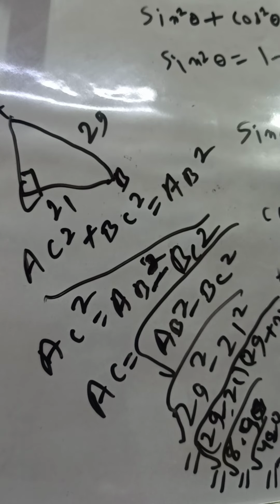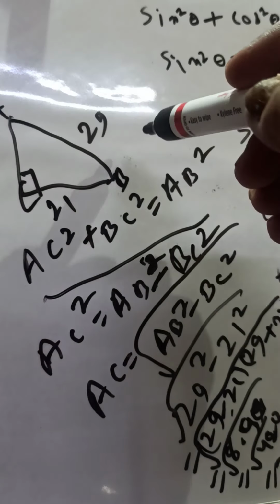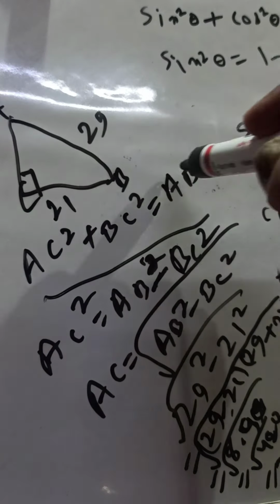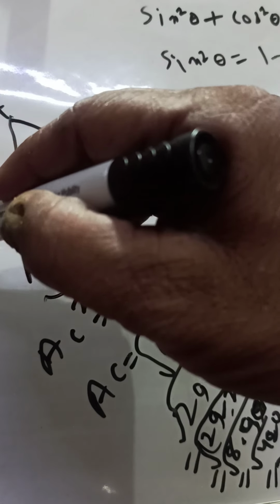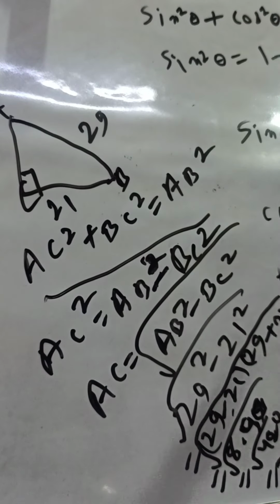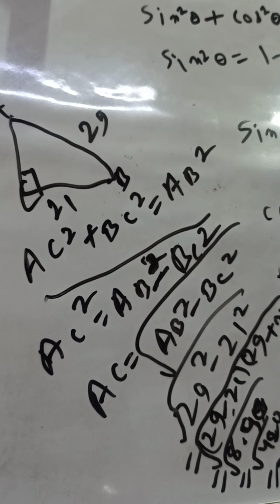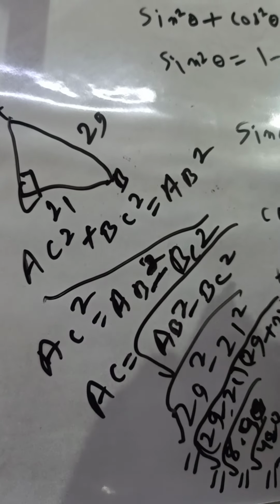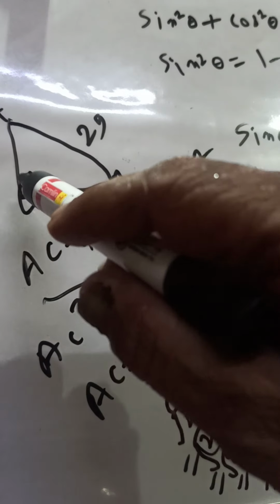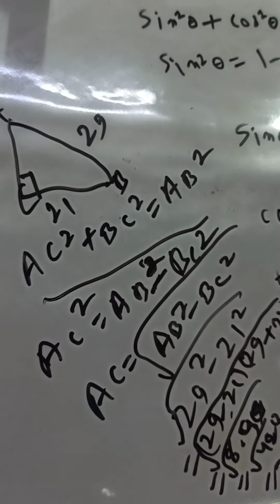Then sin theta is equal to AC by AB. What will be sin theta? AC by AB. AC you have got 20, so 20 by AB, 20 by 29. Then cos theta is equal to BC by AB. Cos will be BC by AB, here 21 by 29.